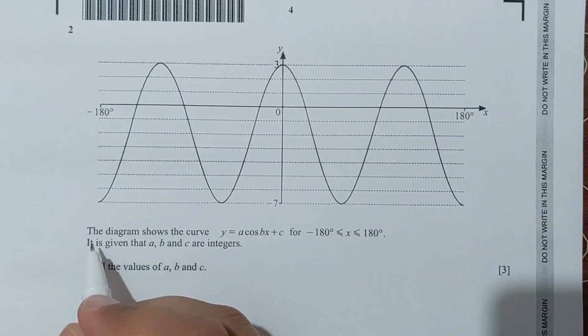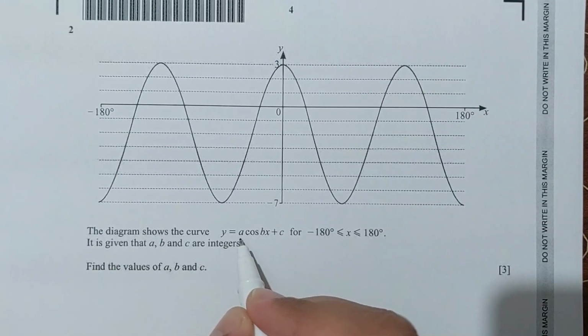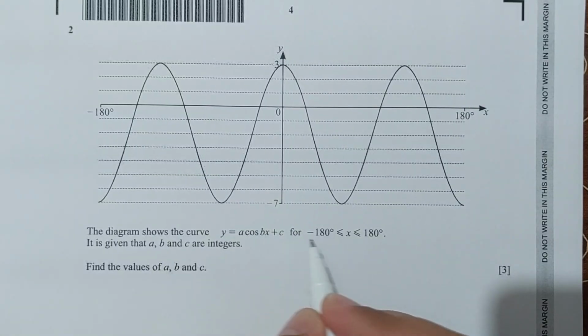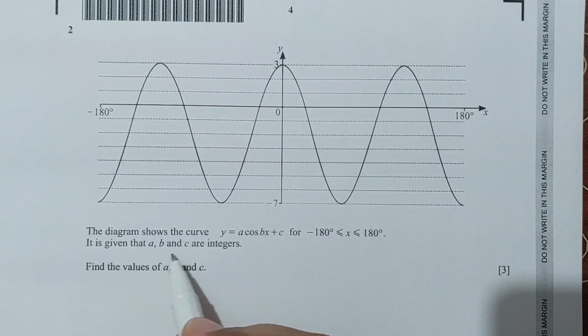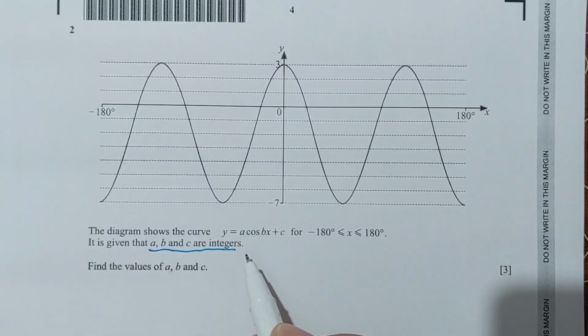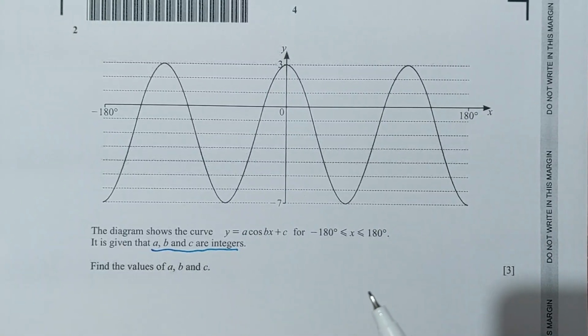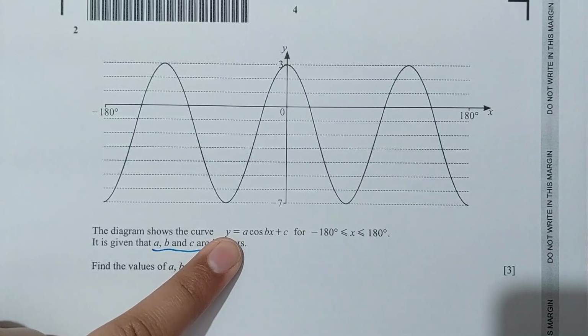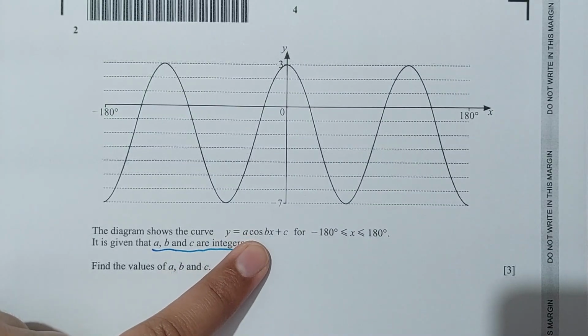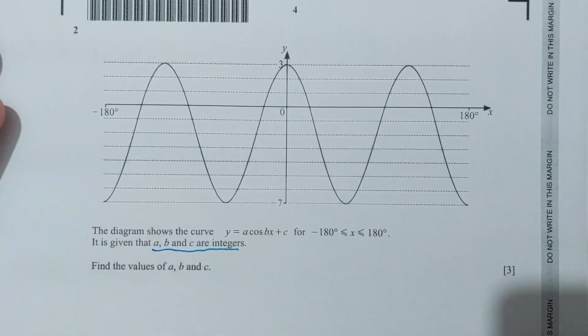Question number 2. The diagram shows the curve y equals a cos bx plus c for x between minus 180 to plus 180. It is given that a, b, c are integers. They can be positive or negative whole numbers. Find the values of a, b, and c. A is the amplitude, b we can find with the help of the period, and c is the equation of the axis. So let's solve this.